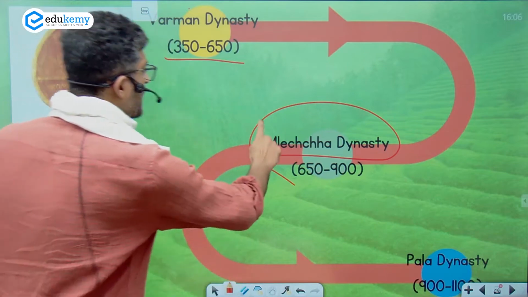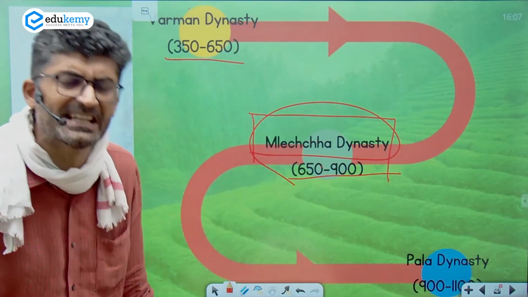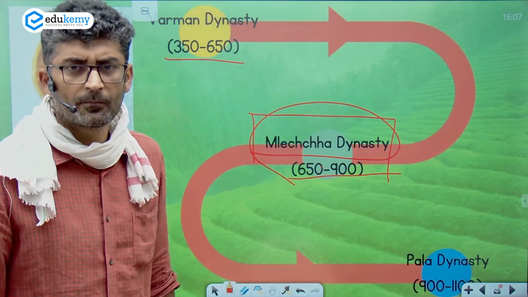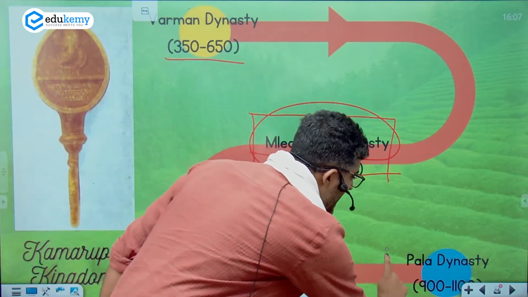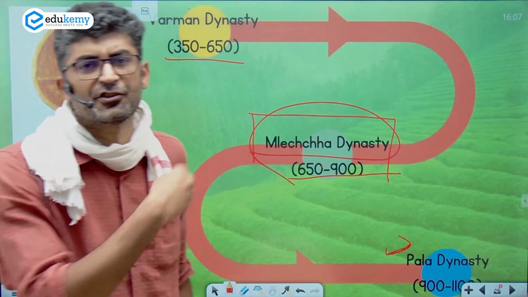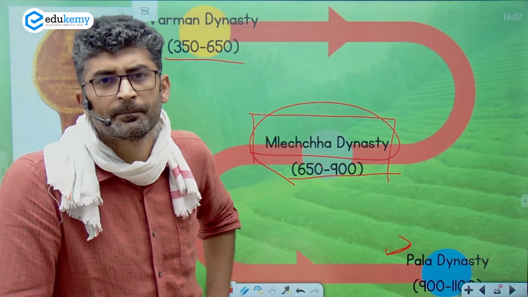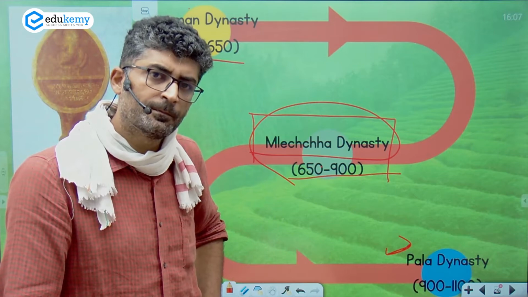Here we hear about this Mlechchha dynasty, which rules for 250 years, and finally in 900, the Palas conquer this region as well. So they became the rulers of Kamarup. The Palas.